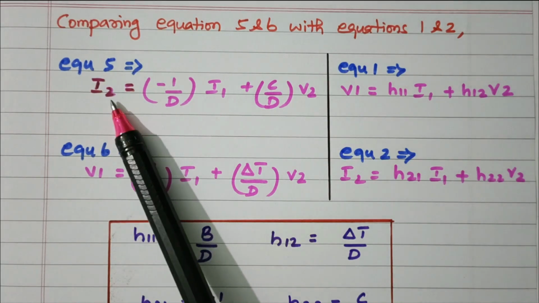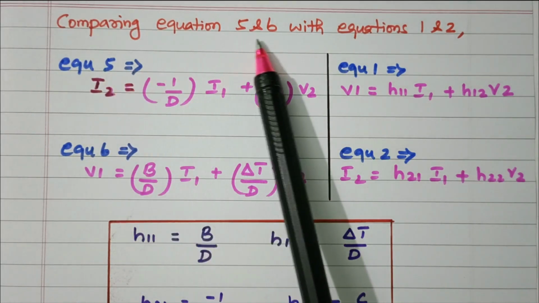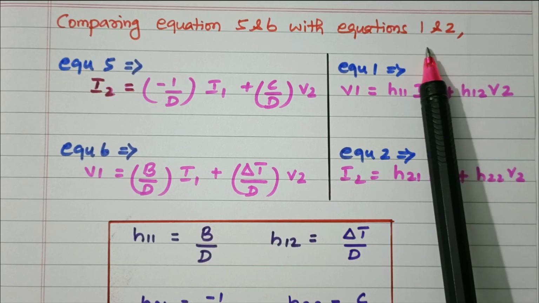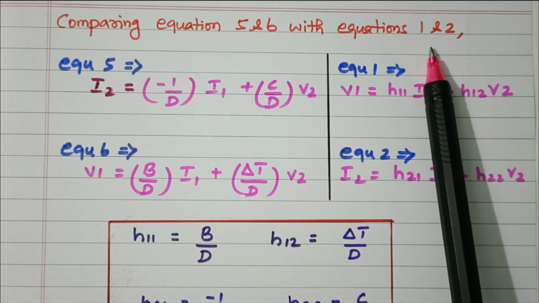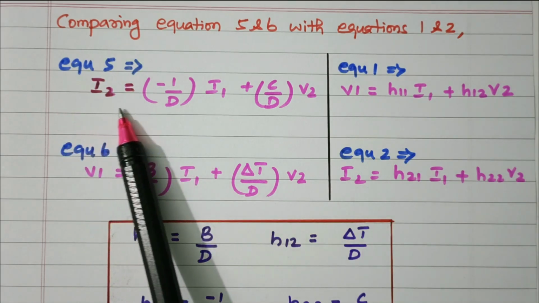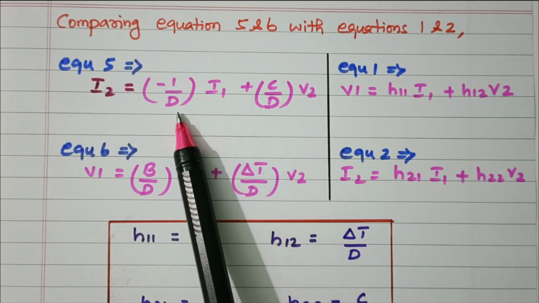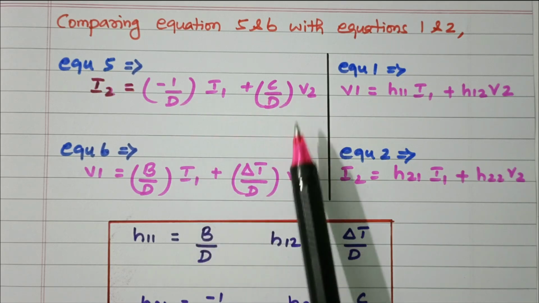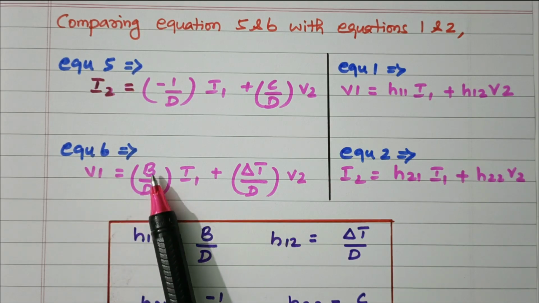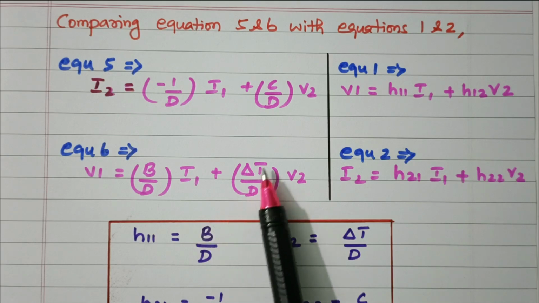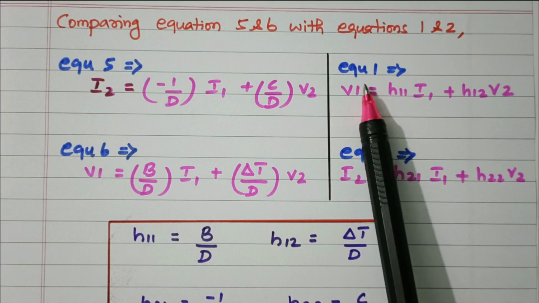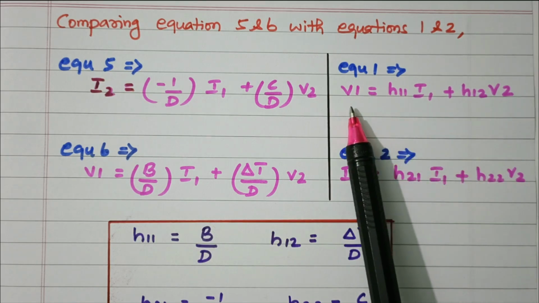Now we are going to compare the equation 5 and 6 what we rearranged with equation 1 and 2, so that we can get the relation between H parameter and ABCD parameter. So this is the equation 5 what we rearranged, I2 equals minus 1 by d I1 plus C by d V2. Similarly, this is equation 6, V1 equal to B by d I1 plus delta T divided by d into V2. So this is equation 1 and 2, that is hybrid parameter general equation.